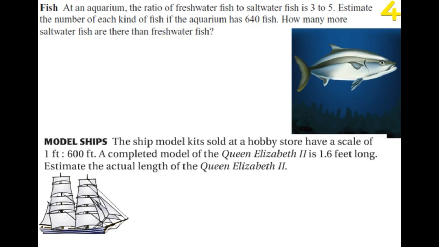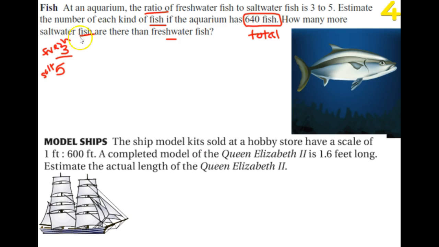Alright, a couple more word problems. Alright, it says, at an aquarium, the ratio of freshwater fish to saltwater fish is 3 to 5. So 3 to 5. That is freshwater to saltwater. Estimate the number of each kind of fish if the aquarium has 640 fish. So this is 640 fish total. How many more saltwater fish are there than freshwater fish?